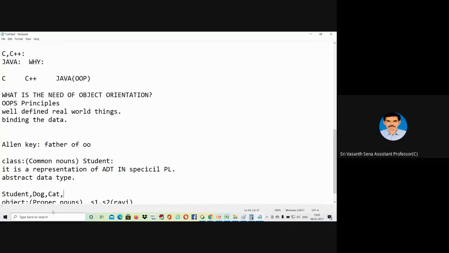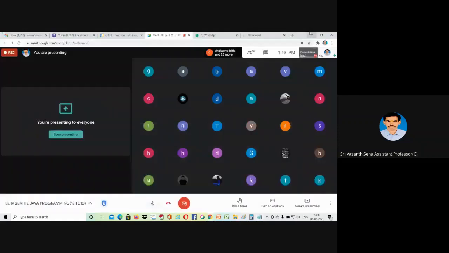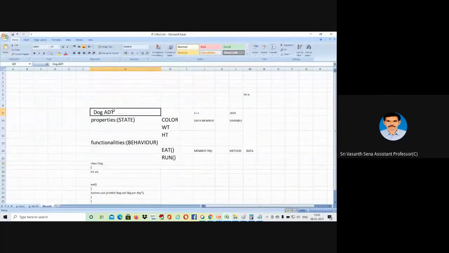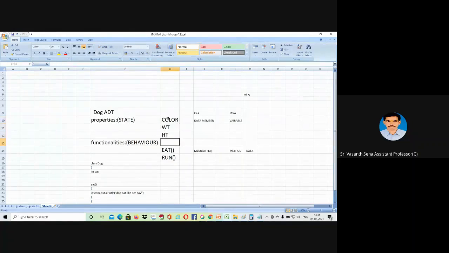Right? Suppose I am taking this dog. Dog is one real world thing. So now what I am doing is, this real world thing I'm trying to represent in the form of ADT, abstract data type. So I want to develop this dog ADT. By default, this dog has some properties by birth, right? In general it is said to be property or state. So by birth what comes? Color, weight, height. Okay?